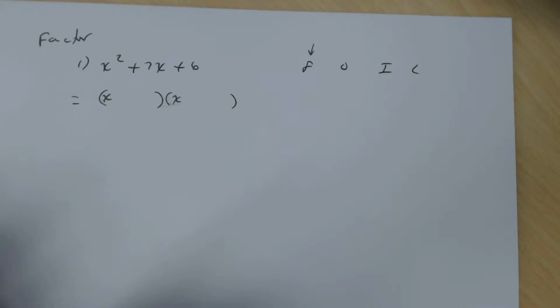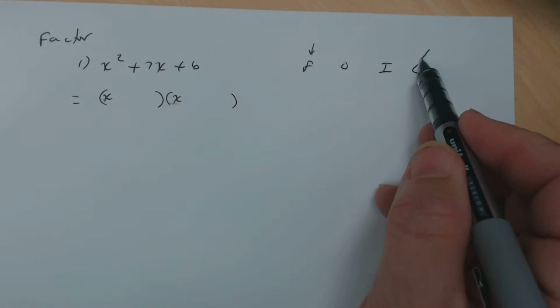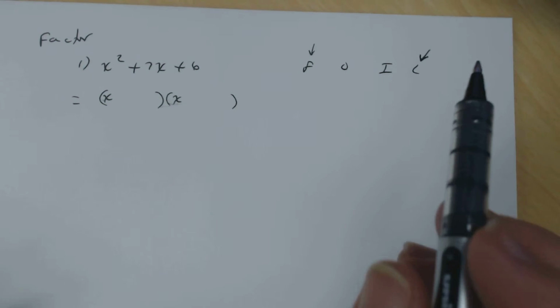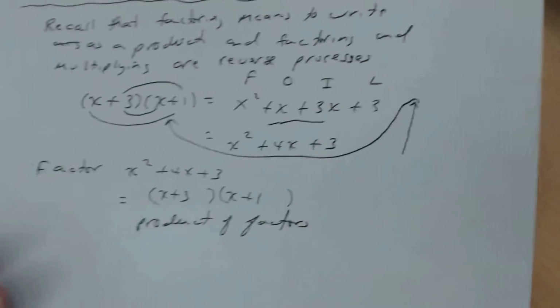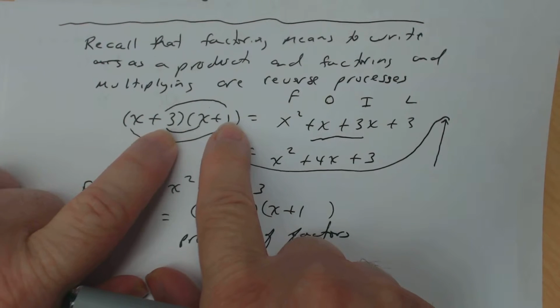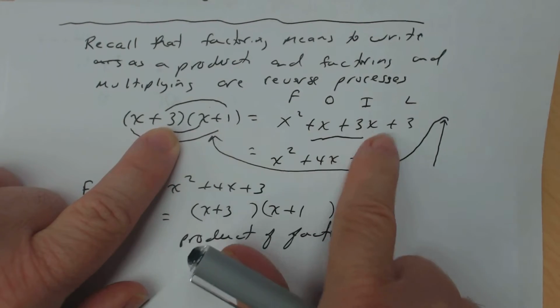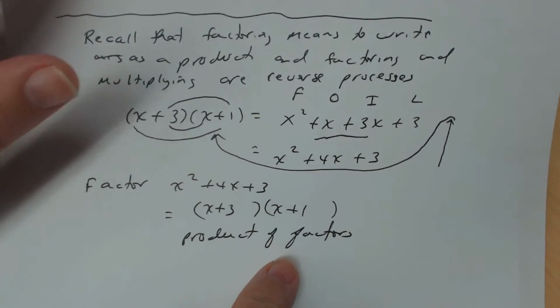Okay, and then let's look at the last. Remember how we get the last in the FOIL. We said the last term of each binomial. So the last term here is positive 3. The last term here is a positive 1. And when I multiply them out, I get a positive 3. So that's how I get the last.